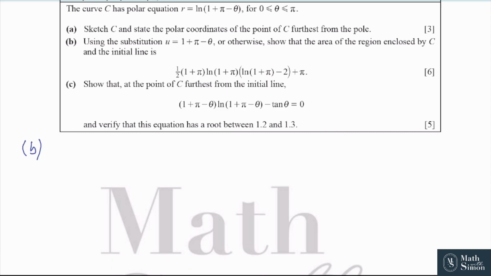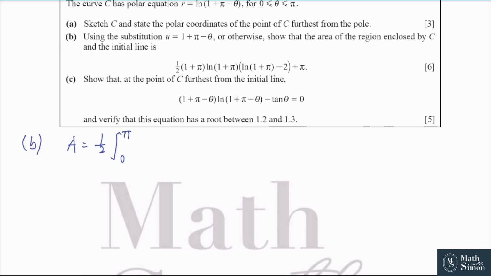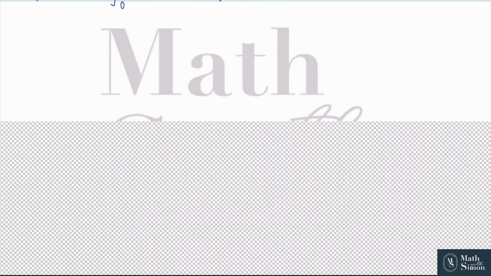All right, so we know that for the area here, it's actually half integrate r squared d theta. The limits, we know that it's from 0 to pi. I'll skip those explanations here. We are focusing on the integration part. R squared, so you have to be careful. It's ln of 1 plus pi minus theta, squared. You have to be careful. The square belongs to the ln, not just the 1 plus pi minus theta there.